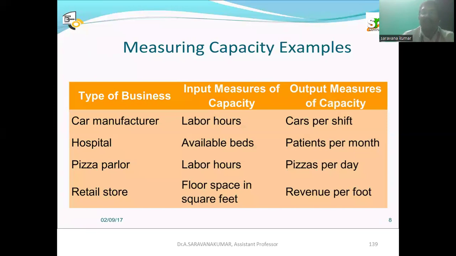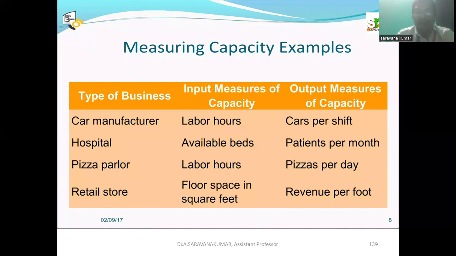So how to measure the capacity? What are the examples we are going to discuss? Types of business, input measures of capacity, output measures of capacity. For example, take a car manufacturer. How many laborers are working? You are going to calculate the hours. How many cars you are going to manufacture per shift? So that is cars per shift.